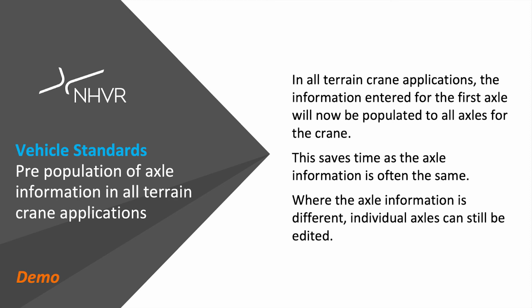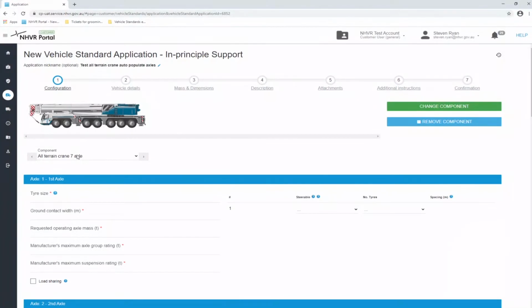So rather than getting the users to fill that in on an individual basis, we've now built in a feature that will allow the information that gets put in for the first axle to be copied through to the other axles, but also then to allow those pre-populated axles to be edited independently of the one that's been filled in. So I'll share my screen and give a demonstration of what that looks like. On the screen here, you'll see now an all-terrain crane 7-axle application.